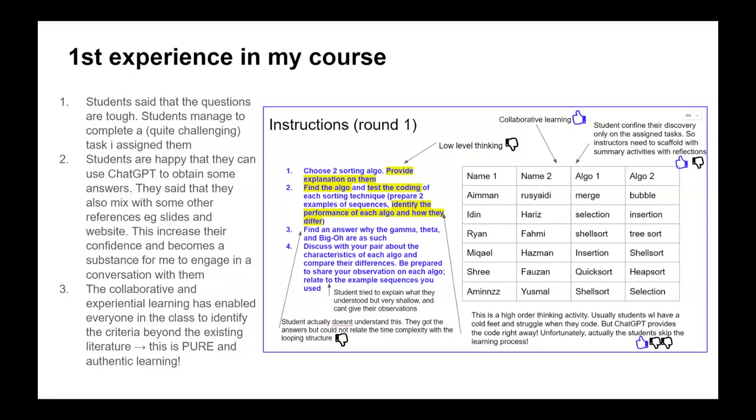Then the students, I asked them to redo. I reassign the question, but I change a bit. Because the students said the questions are tough, but they managed to complete it. And they are happy that I allow them to use ChatGPT. So to me, when the students are happy, they open up to really commit in the course. That is also very important, right? Otherwise, students come into our class and they seem like they don't want to learn at all, right? So now, they feel more confident.